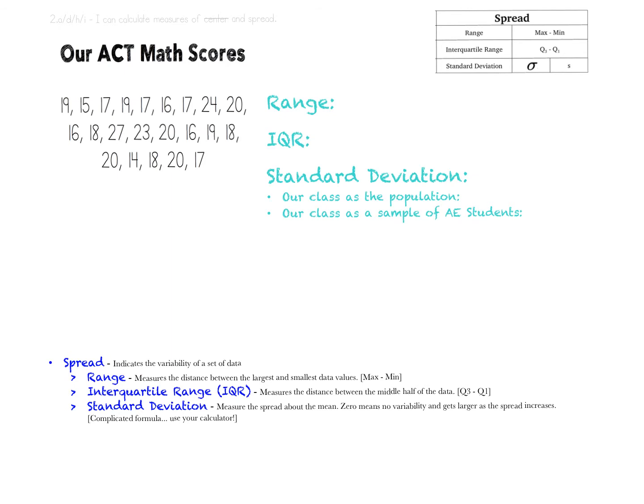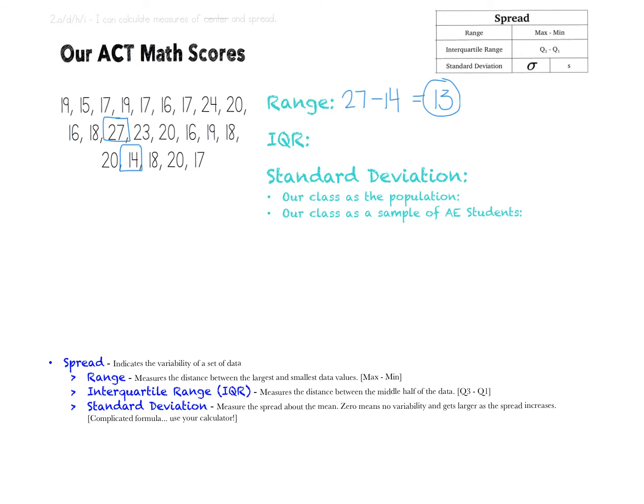The range literally measures the distance between the largest and the smallest data values. So when I look at my set of data, our lowest math score was a 14, and our highest math score was a 27. So my range is going to be my largest minus my smallest, which is 13. So we had a variability of 13 points between our lowest math score and our highest.